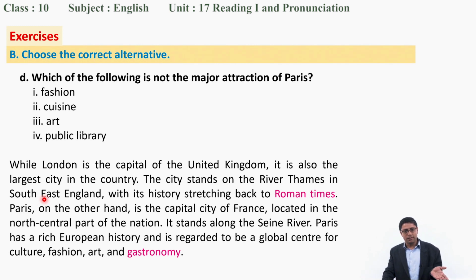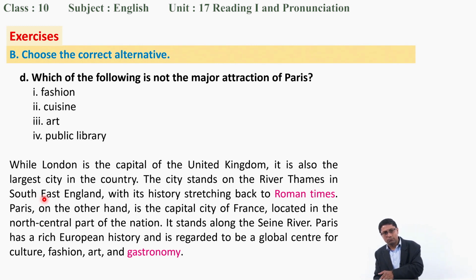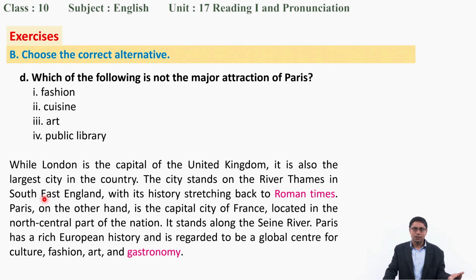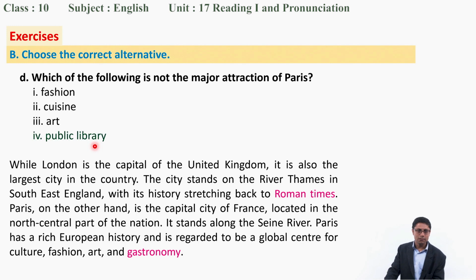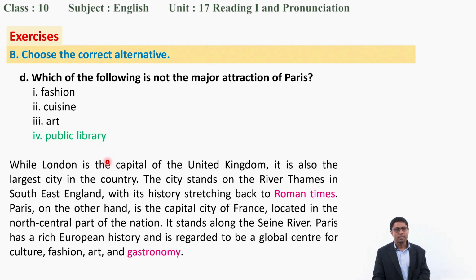and see there. But you see, Paris has fewer public libraries. Whereas you can see this paragraph. Paris is a global center for culture. There is art, culture, fashion, gastronomy. See there? So these things are found in Paris. But in the case of public libraries, there are few. That's why the right answer is public library.